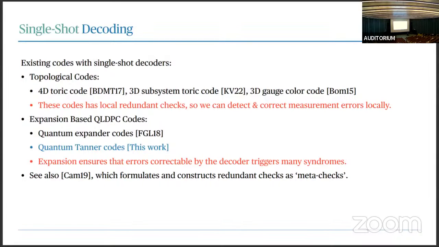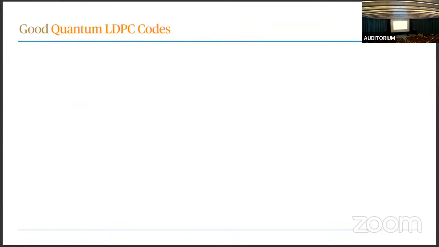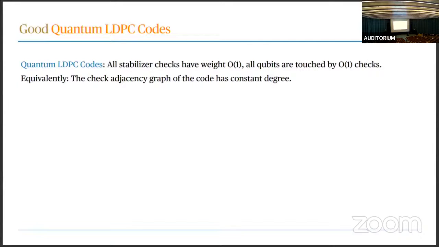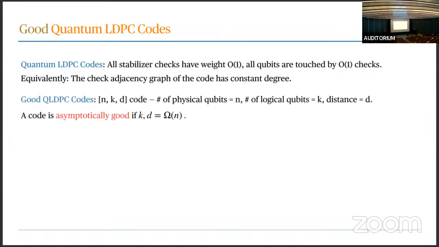Let's go into a little bit more about good quantum LDPC codes. As used in maybe all previous talks in this session, for quantum LDPC codes, the definition is simple. All the stabilizer checks have constant weight. All the qubits are touched by a constant number of checks when you scale the family larger. And what are asymptotically good codes? Well, the definition is also simple. The number of logical qubits, your logical dimension, and your distance scale linearly with your number of physical qubits.